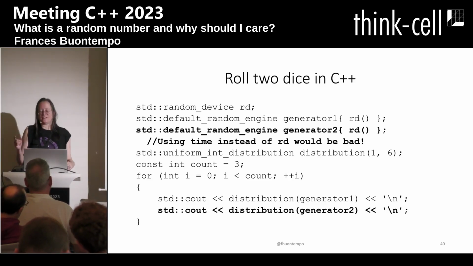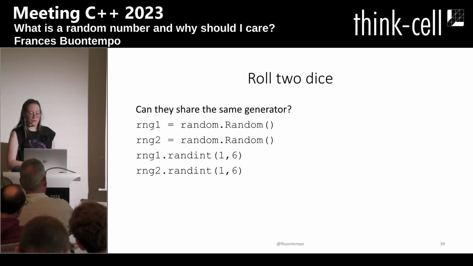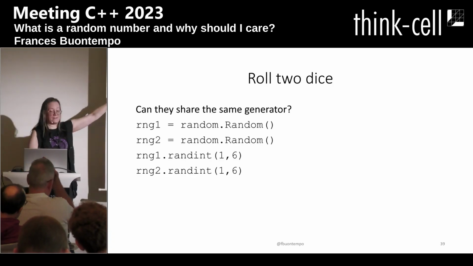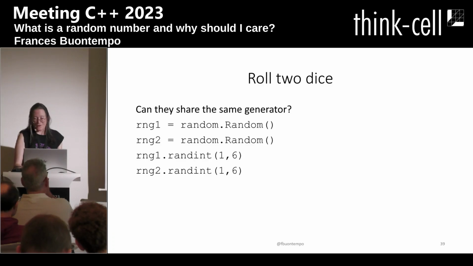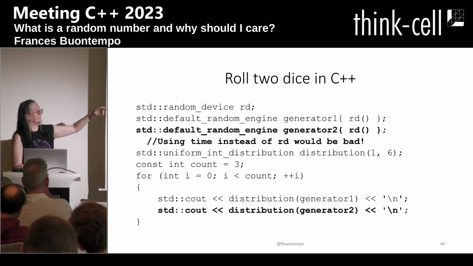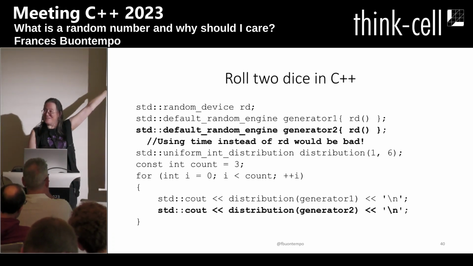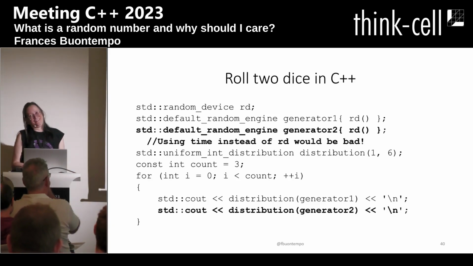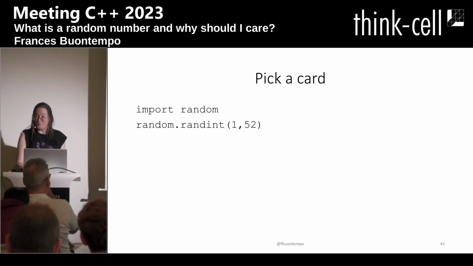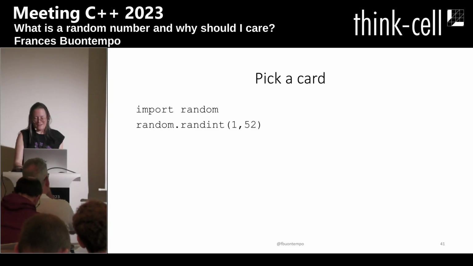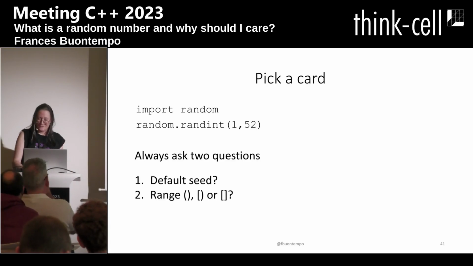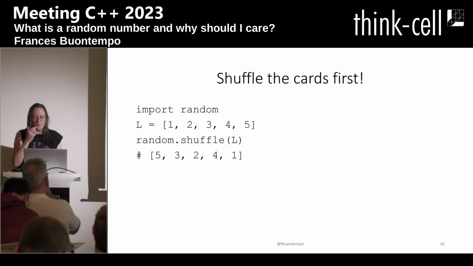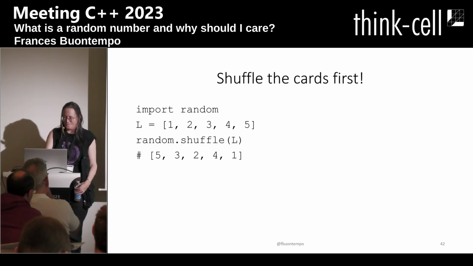If I did the same thing in C++, so the Python code got 2 generators, rather than just calling random directly, that's what I was saying about if you use time there, one, then the other, the chances are you're going to get the same sequence out. Pick a card. Well, you could use 1 to 52 and represent individual cards. Same questions as usual. Always think about those 2 questions. Probably want to shuffle the cards first.